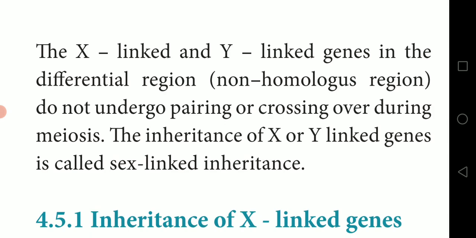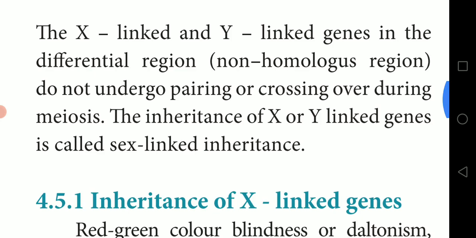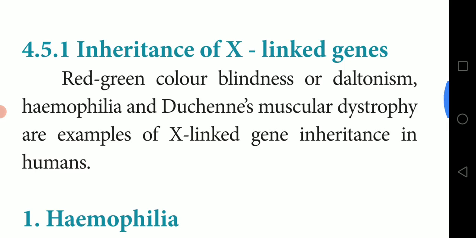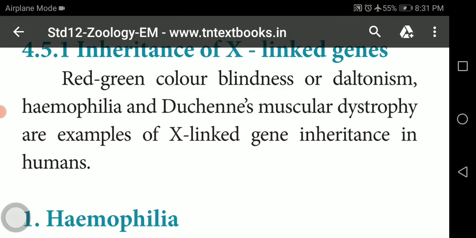They do not undergo pairing or crossing over during meiosis. The X and Y-linked genes do not undergo pairing or crossing over during meiosis. So the inheritance of X or Y-linked genes is called sex-linked inheritance. The next topic is the inheritance of sex-linked genes. How are X-linked genes going to be inherited by the next generations?